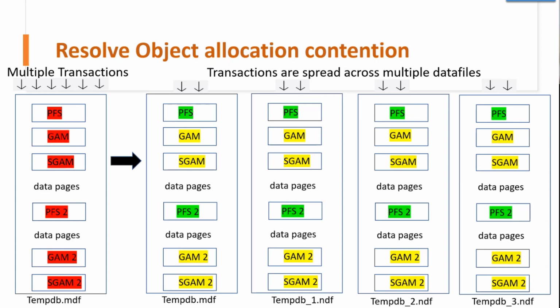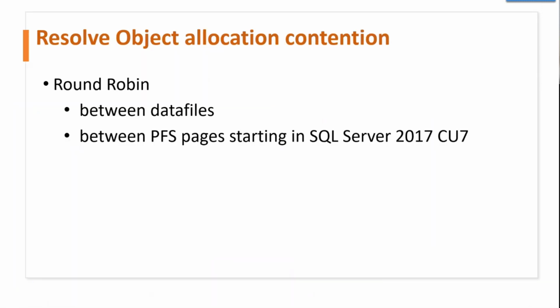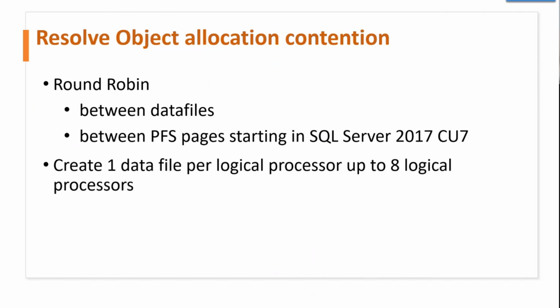It not only round robins across the data files, it also round robins across the PFS pages starting in SQL 2017. So you see how the allocations are going like this. It goes 1, 2, 3, and 4, and then 5 comes here. It does not do all the PFS pages in the data file itself. It goes across and then round robins like this. So this helps in mitigating the contention as well. So it round robins across the data files and also across the PFS pages.